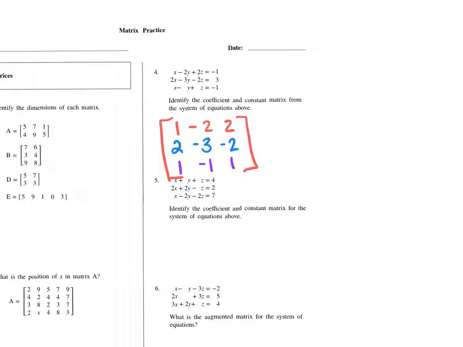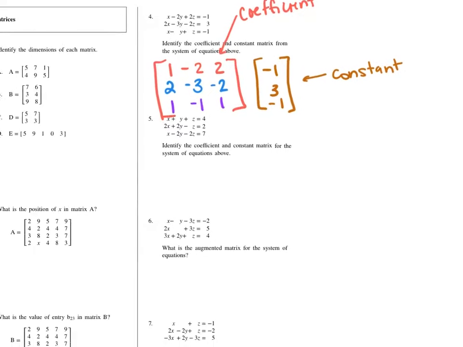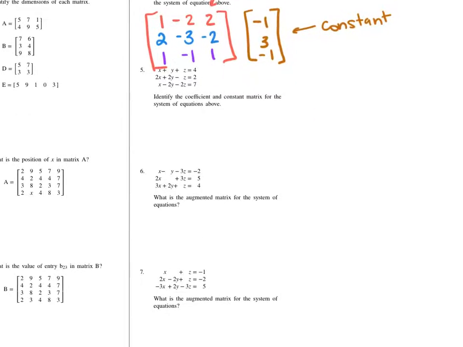So this is going to give us all our coefficients. And from this, we can also create what's called the constant matrix. The constant matrix is just these numbers that are sitting out here after the equal sign. So we have -1, 3, and -1. And this first matrix right here is called the coefficient matrix. The other matrix out here is called the constant matrix. If we put the coefficients with the constant matrix, we get what's called the augmented matrix.